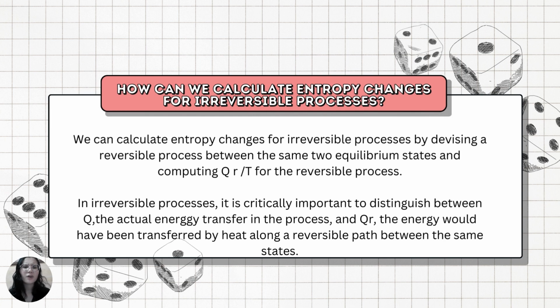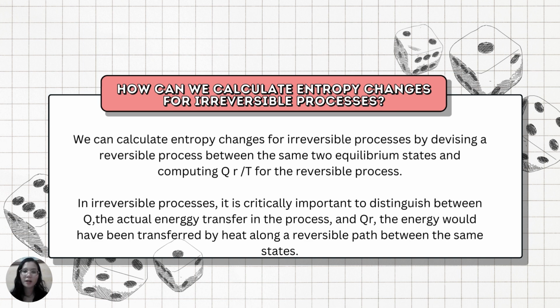So, how can we calculate entropy changes for irreversible processes? We can calculate entropy changes for irreversible processes by replacing the irreversible process between the same two equilibrium states with a reversible process and computing QR over T for the reversible process. Before we continue, let's break down the components.